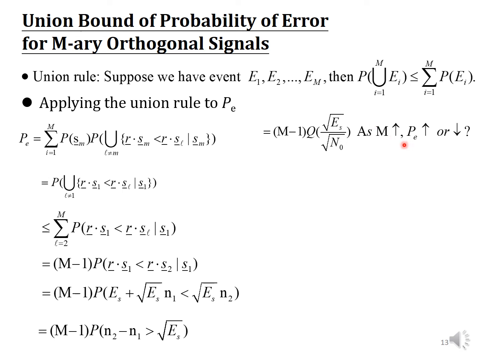As we can see, as M increases, the error probability increases as well. The error bound, the union bound, increases as M increases. And it actually depends on Es, whether Es is fixed or not. If Es is fixed, then Pe would go up. If Es is not fixed, or Es is changing with M, then it could be different.